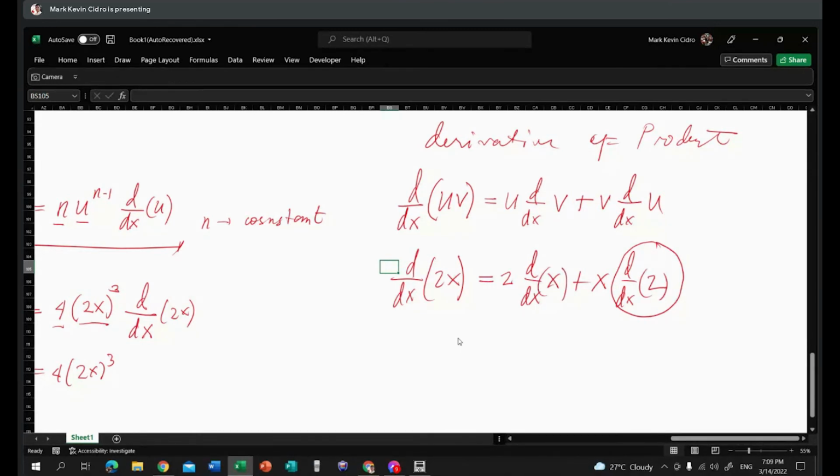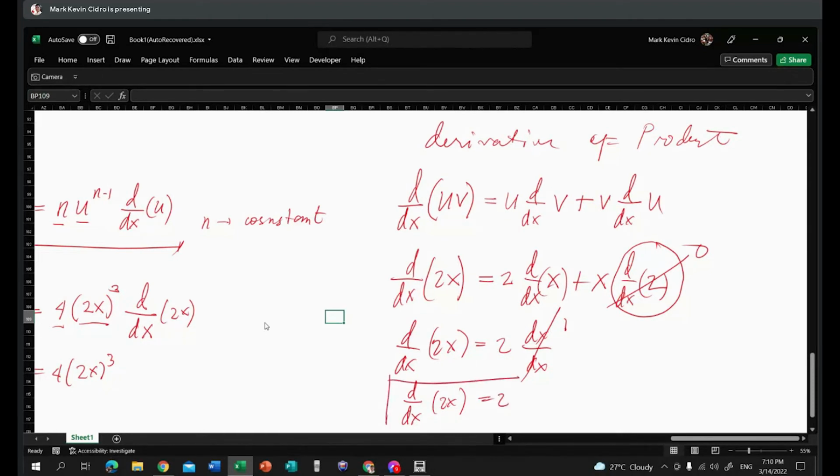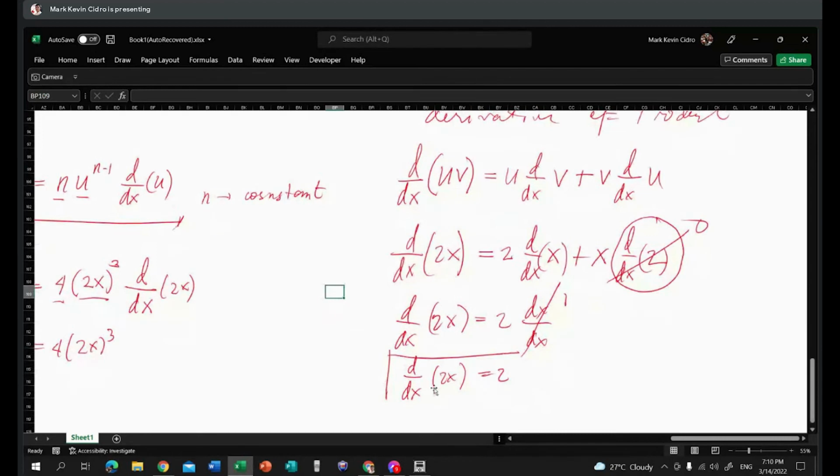This is 2. Derivative of constant is always equal to 0. Okay? Derivative of constant, derivative of 4, derivative of 3, derivative of 2, is equal to 0. So, your d over dx of 2x is just equal to 2dx over dx, where dx over dx is equal to 1. So, d over dx of 2x is just equal to 2. So, you can put right here, the value is just 2.